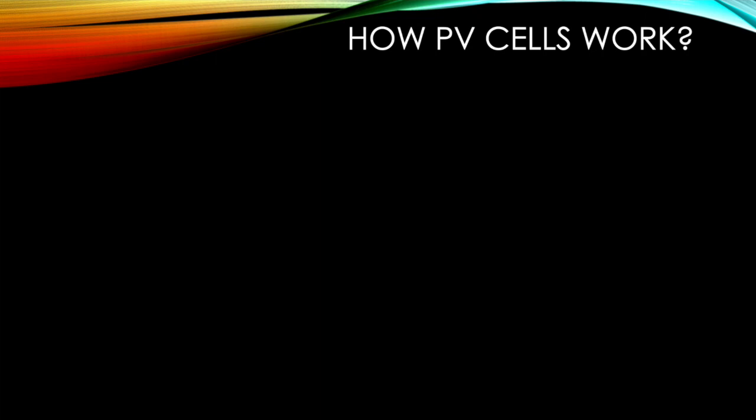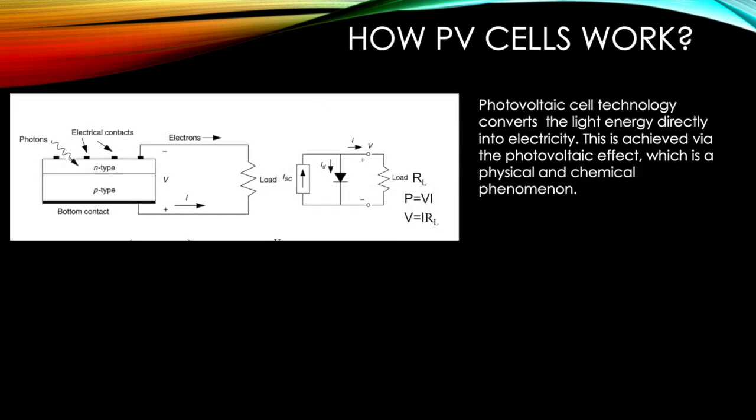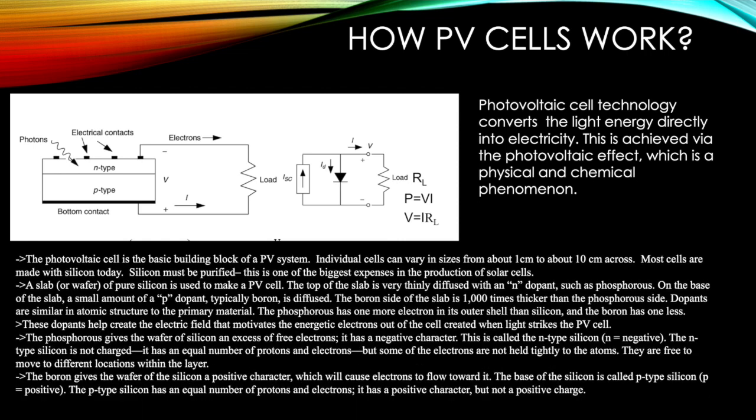PV cells are used to convert light energy into electrical energy, through the photovoltaic effect. PV cells are synthesized utilizing a thin slab of pure silicon, with the n-dopant usually being phosphorus and the p-dopant usually being boron. Phosphorus has one more electron in its outer shell than silicon, whereas boron has one less. These dopants create the electric field that motivates the energetic electrons out of the cell, created when light strikes the PV cell. The phosphorus provides the slab of silicon an excess of electrons, while the boron gives the slab of silicon a positive character.